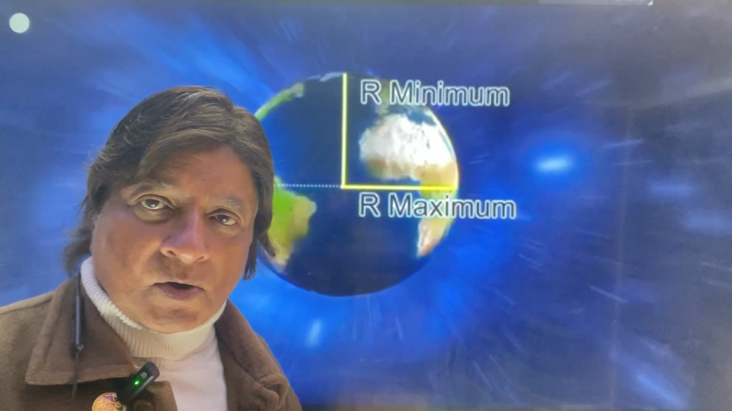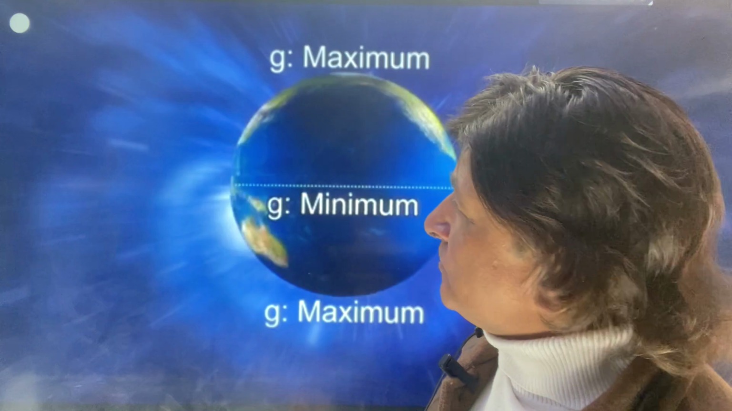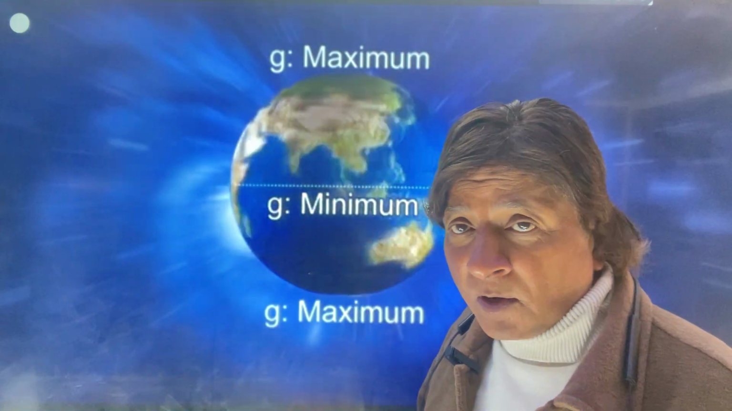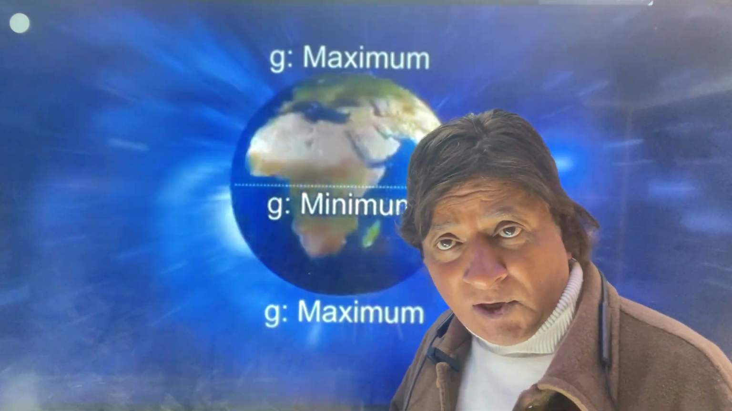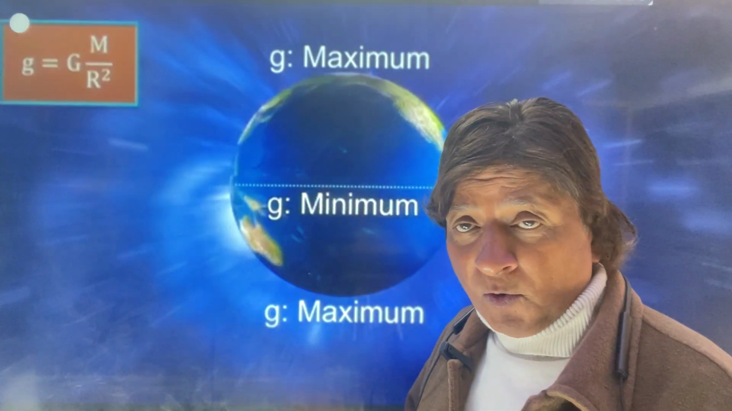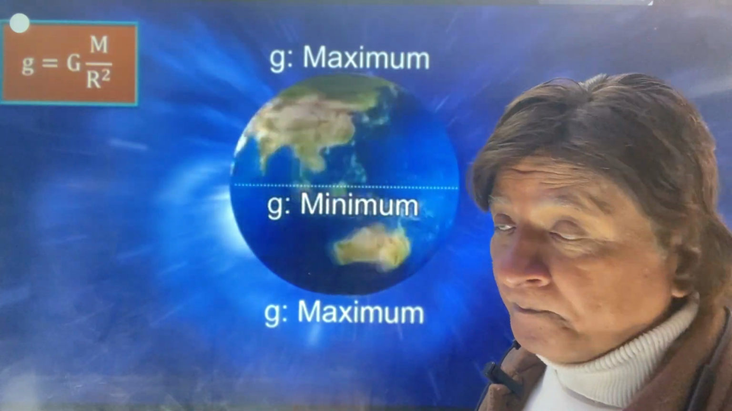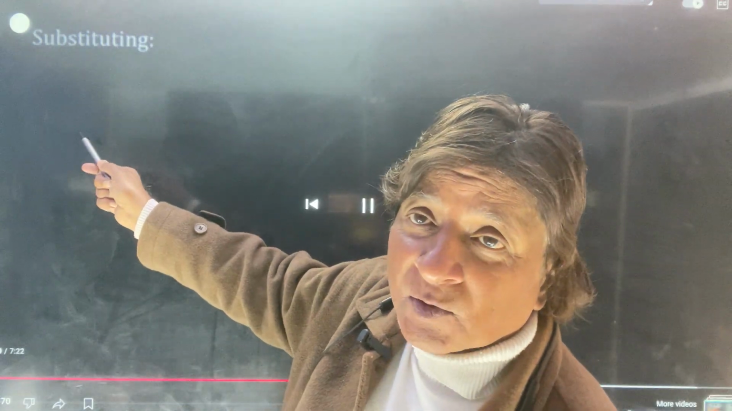Now, dear students, see, the earth has its radius maximum at the equator and minimum at the poles. So g is maximum where? Not at the equator, but at the poles, and minimum at the equator, because the radius at the equator is more, so the distance of the object is more at the equator than at the poles. And g is equal to what? GM by R square.